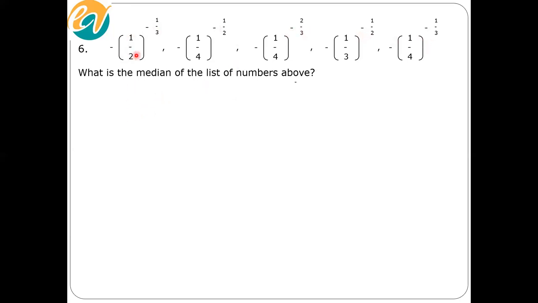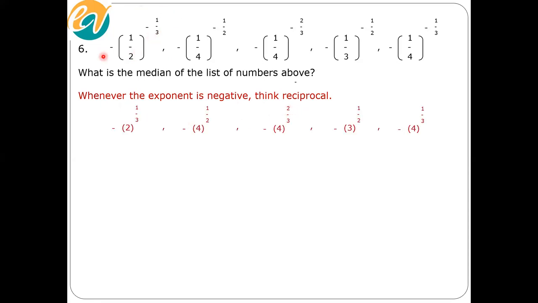Reciprocal. So, minus times, and then it says 1 by 2 raised to the power of minus 1 by 3 will become what? Minus of 2 raised to the power of 1 by 3, right? So since we have negative exponents, the first step is think reciprocal. So notice, this is 2 by 1, right? So for that reason, it's minus of 2 raised to the power of 1 by 3. This is minus of 4 raised to the power of 1 by 2. This is minus of 4 raised to the power of 2 by 3, and so on. Is everyone clear so far?